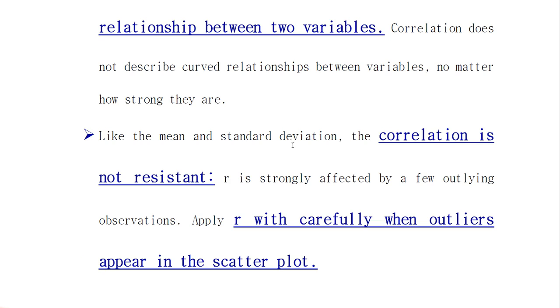Like the mean and standard deviation, correlation is not resistant. R is strongly affected by a few outlying observations. So be careful applying R in the presence of outliers, when outlying observations appear in the scatter plot.